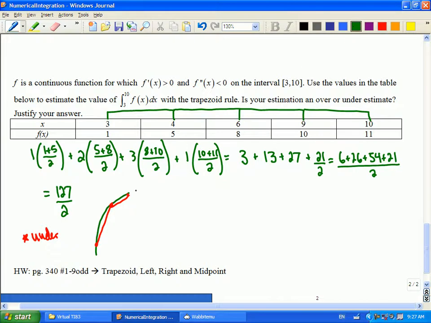Okay, so let's just see. Does it matter if it's increasing, decreasing, or is it the concavity? What is it that matters here? So this is a concave down one, right? Let's just ignore the fact that we have this information about the first derivative. Is it an over or underestimate if I keep going? Under. Yeah, it's still underneath, right?